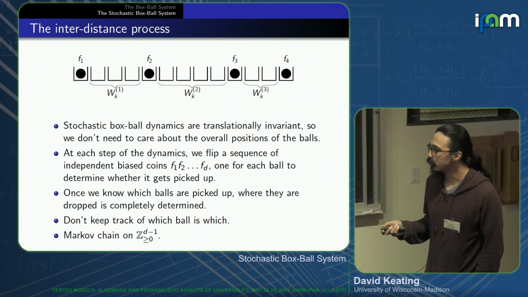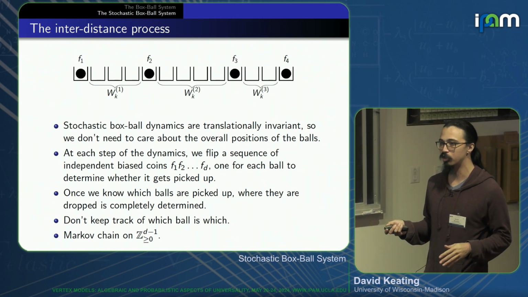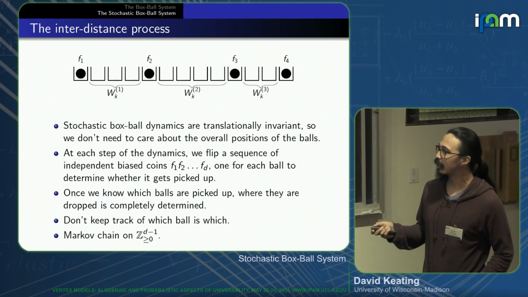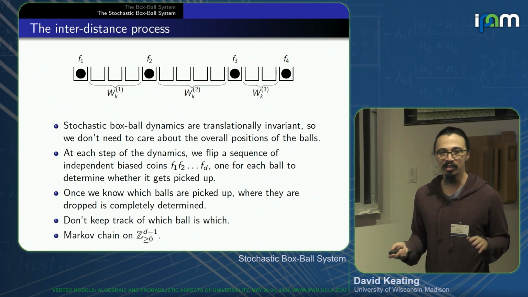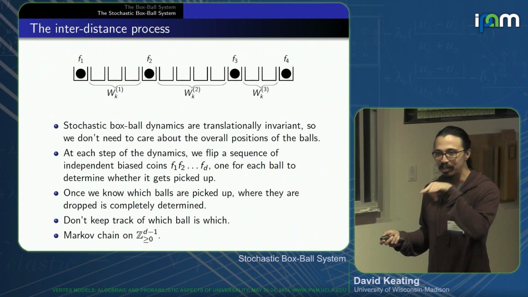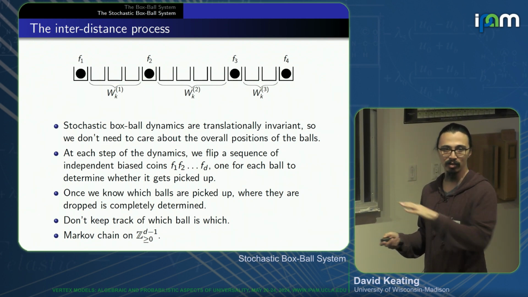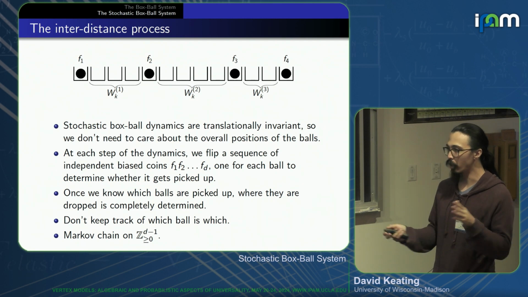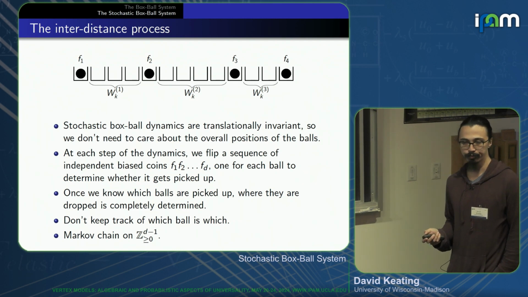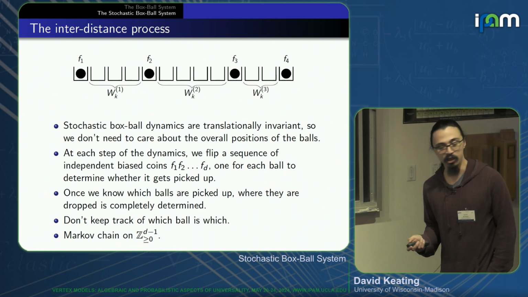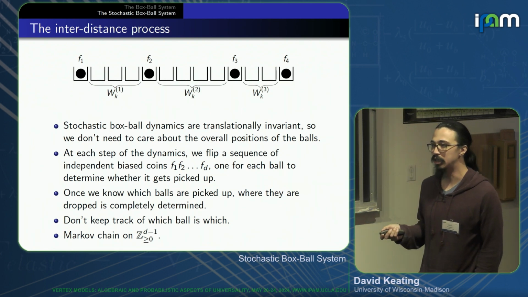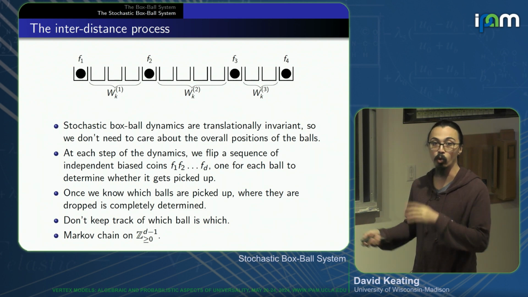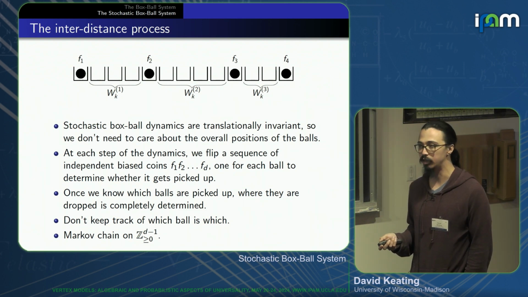One thing I want to point out: we don't actually care which ball is which. When you're running the dynamics, it could be that this ball eventually overtakes this second ball. For us, that doesn't matter. We're always just looking at the sequence of interdistances, so I don't care whether or not the balls swap position. This is going to give us some Markov chain on Z^(d-1), the positive orthant, if I have d balls.